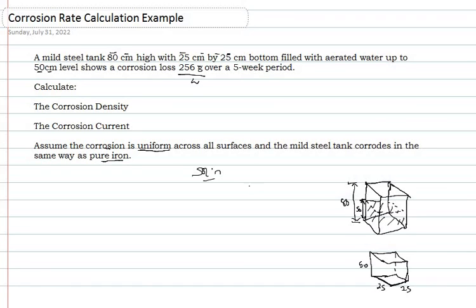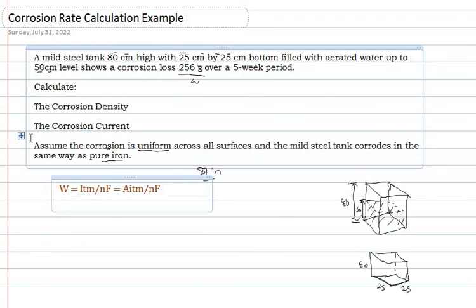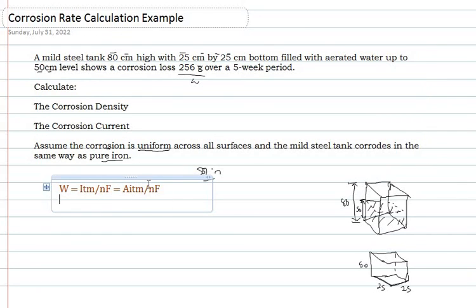So we're asked to calculate the corrosion density and the corrosion current. In this case, the formula we are going to use is this. That's W equal to ITM divided by NF, or AITM divided by NF. So it depends on which one you decide to calculate first. For example, if you take this as your section A and this as your section B, then calculating your corrosion density implies that you should use this first. That is, you are going to equate W equal to AITM over NF and then make your small letter i the subject of the formula.